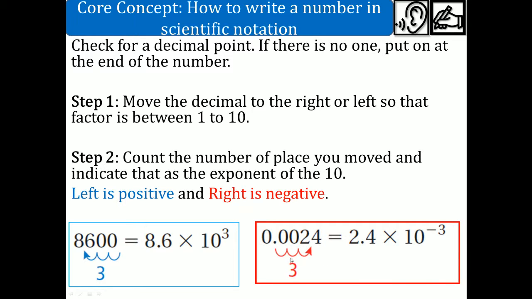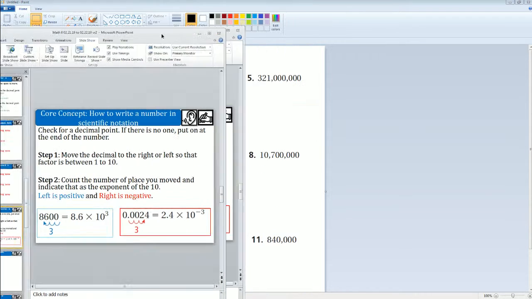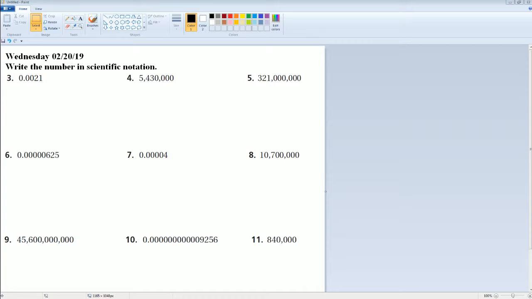What about this one? Start with the dot. Okay? That's the decimal. Move it over 1, 2, 3. 2.4 times 10 to the negative 3. Negative 3 because you're going to the right. Okay? Also, this is a small number. Negative power for small numbers. Okay? Alright, let's use that idea that we learned in class to do this.